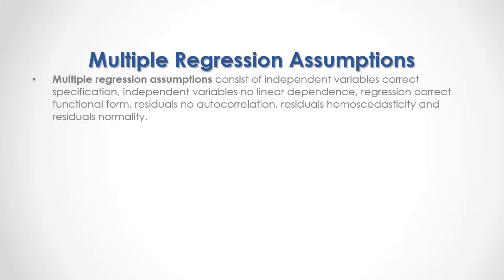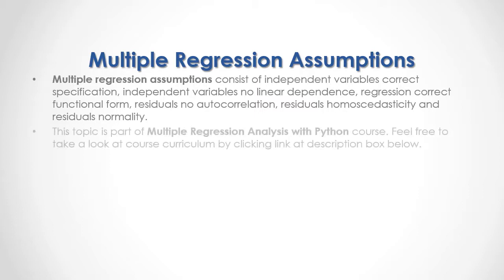Multiple regression assumptions consist of independent variables correct specification, independent variables no linear dependence, regression correct functional form, residuals no autocorrelation, residuals homoscedasticity, and residuals normality. This topic is part of the Multiple Regression Analysis with Python course.